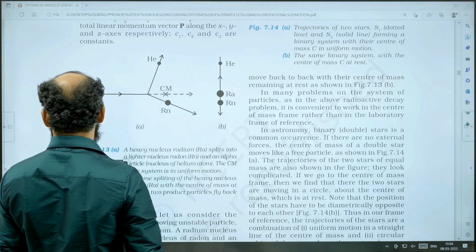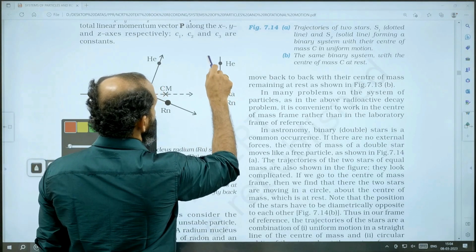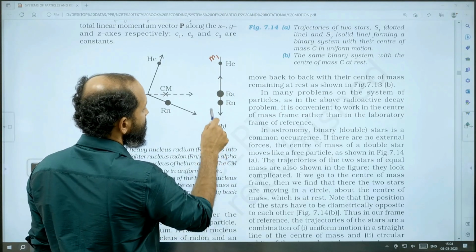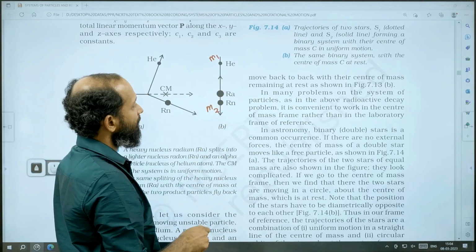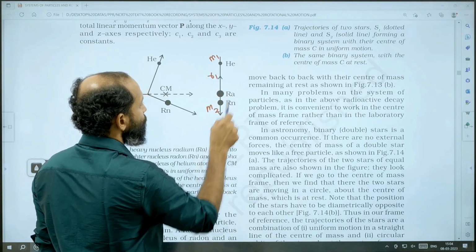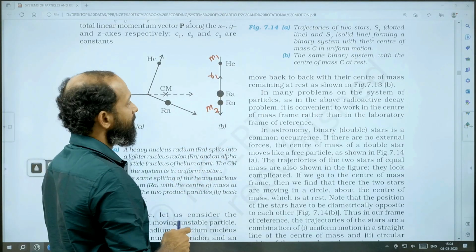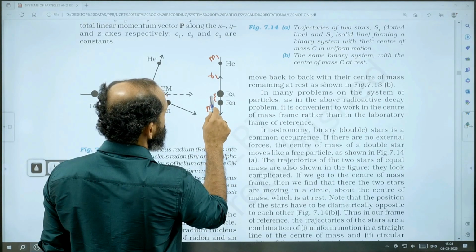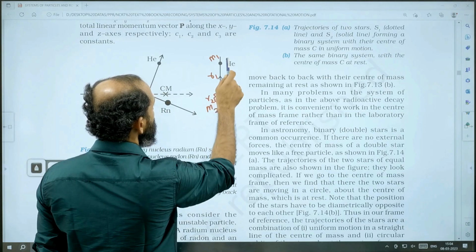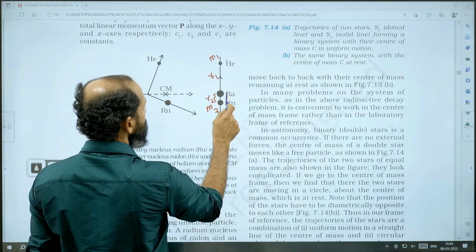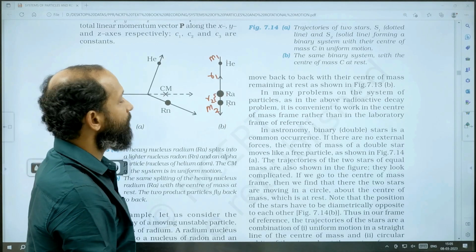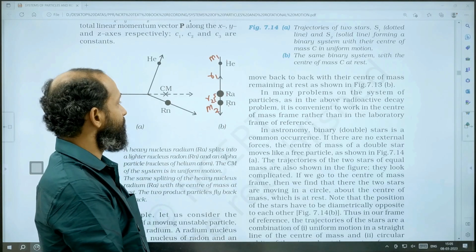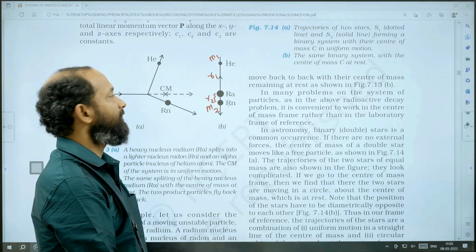Then also you can use this principle. If M1 is the mass of helium, M2 is the mass of radon, R1 is the distance of helium from radium, and R2 is the distance of radon from radium, we can use M1R1 equal to minus M2R2. That is why they are moving in opposite directions to conserve momentum.